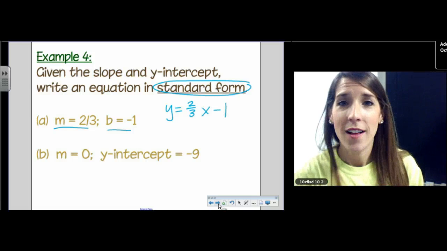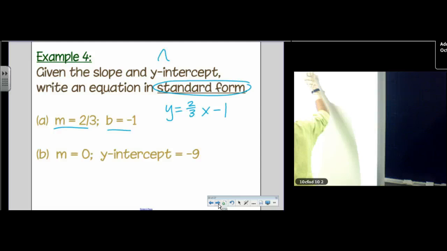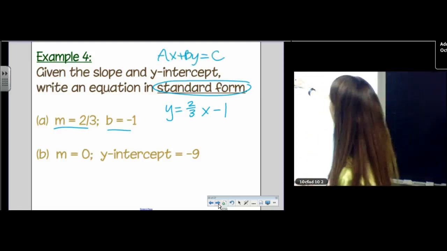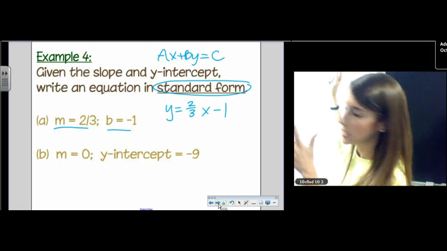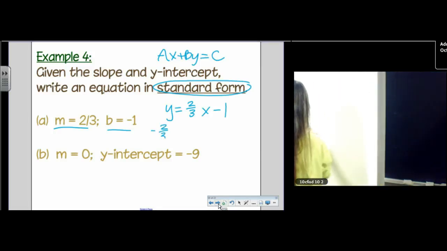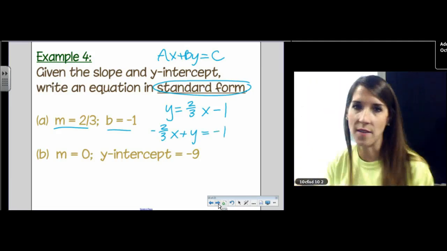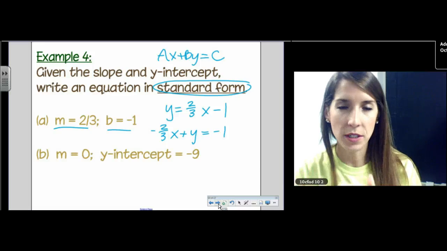Right now, let's get it into the standard form. So we need x to come first, then we need y, and then on the other side of the equal sign we need c. Okay? So I'm going to move my x over. Okay, take a look at that. That's ax plus by equals c.